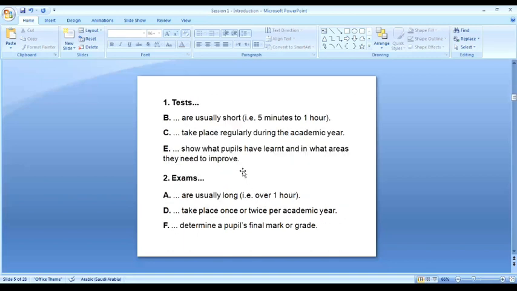So these are tests. Number one, tests are usually short. This is a test. Take place regularly during the academic year, this is a test. Shows what pupils have learned and in what areas they need to improve, this is a test. So exams are usually long, take place once or twice, this is an exam. Determine a pupil's final mark or grade, this is the exam. So these are the differences between test and exam.